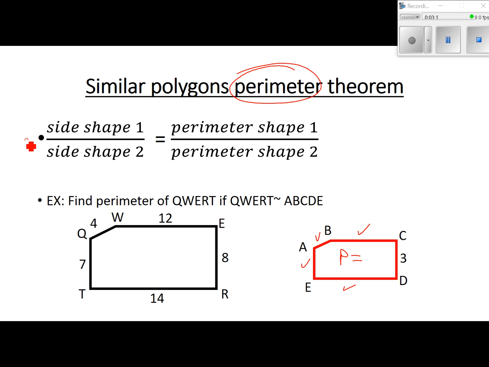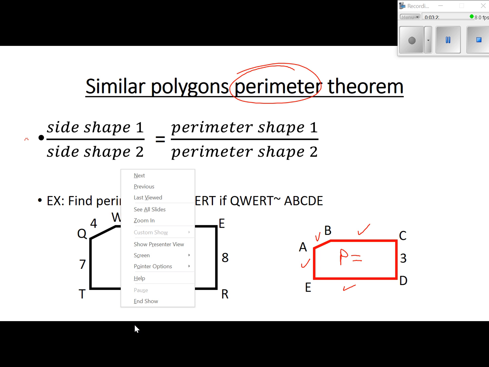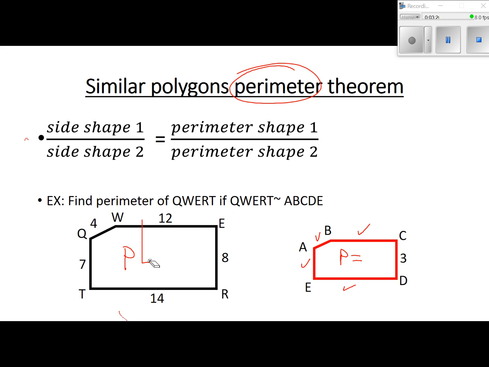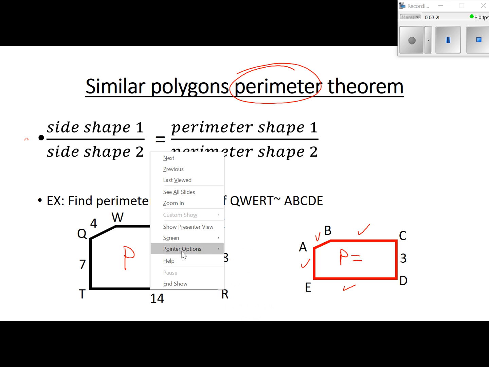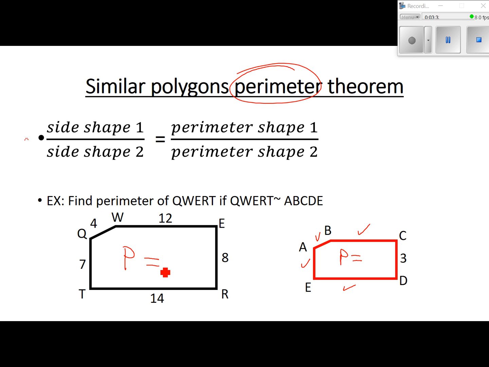We can find the perimeter of this shape, the black shape here, by adding up all the sides. So that's the first thing I'm going to do, is add up all the sides here and find this perimeter. 8 plus 12 is 20, plus 4 is 24, plus 7 is 31. And you could do this on your calculator. 14 plus 31 is 45. So the perimeter of that black shape is 45 units.